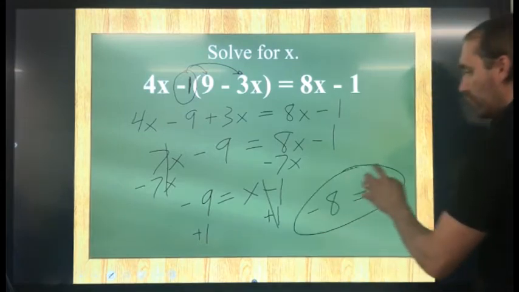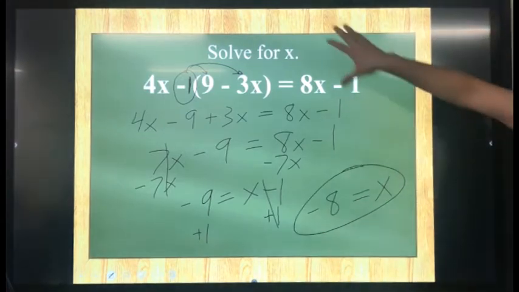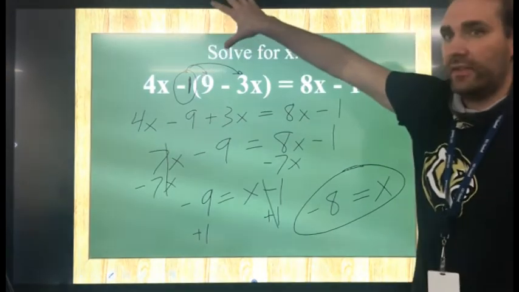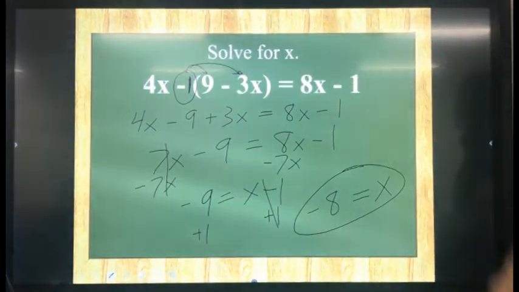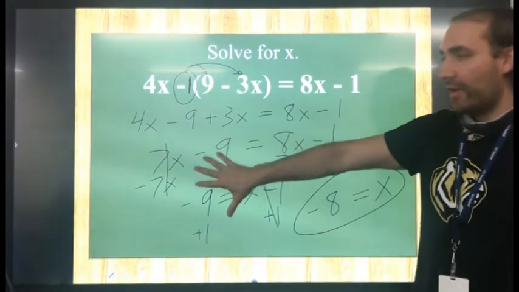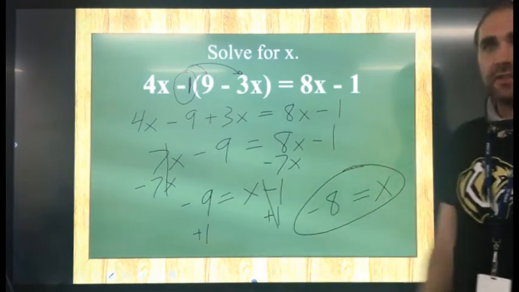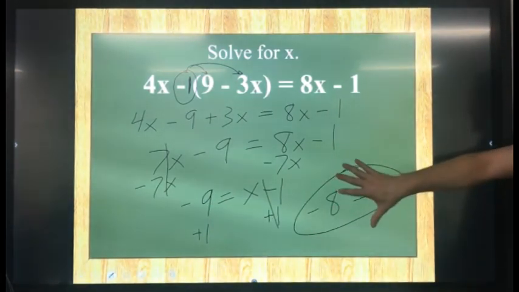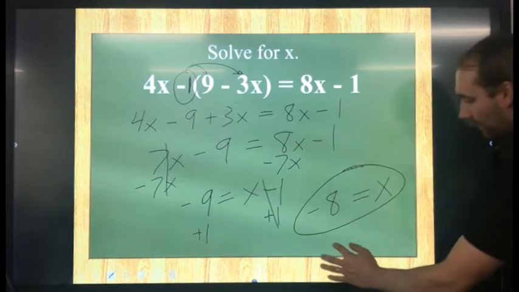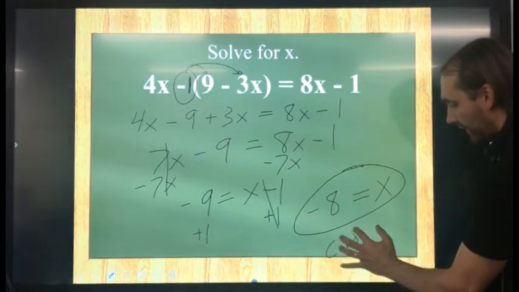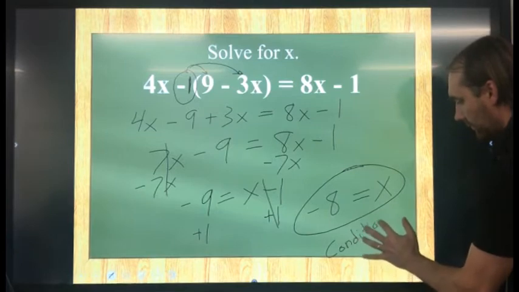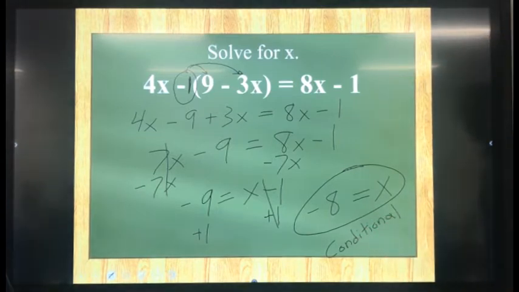I get one true value. X equals -8. If I plug in -8 here for x, it should be the same on the left and the right. You're going to get -8 regardless. There's other ways you can work this out, and you'll still get x equals -8. So what kind of equation is this called? Conditional, contradiction, or identity? Conditional. Yes. When you get one true value, it's a conditional. Very good.